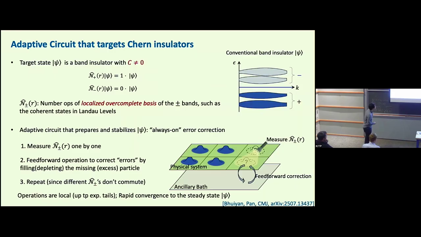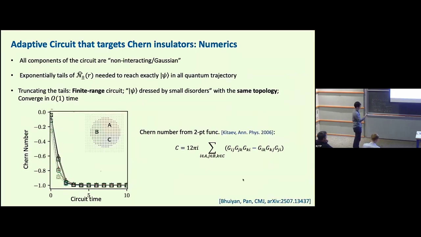So here it goes. I would like to say that all of the description I gave on the previous slides is still non-interacting. All the measurements and all the feed-forward operations are still Gaussian non-interacting, so you could simulate these very quickly, even on a classical computer. But that's just to prove that our adaptive circuit will work.